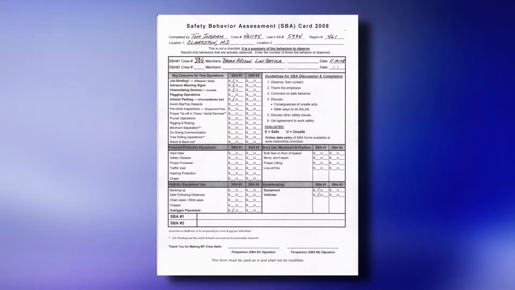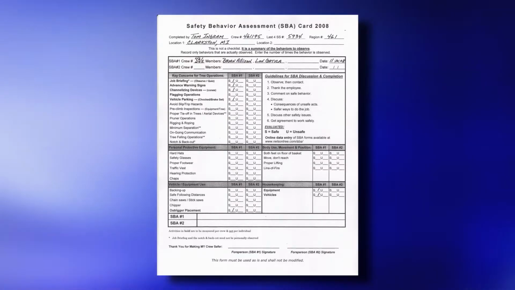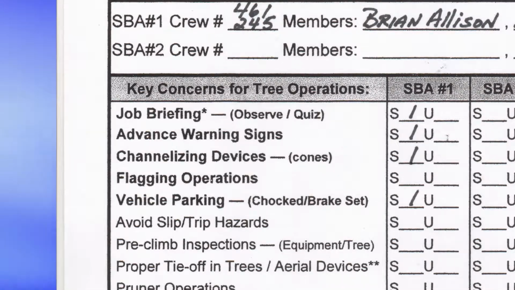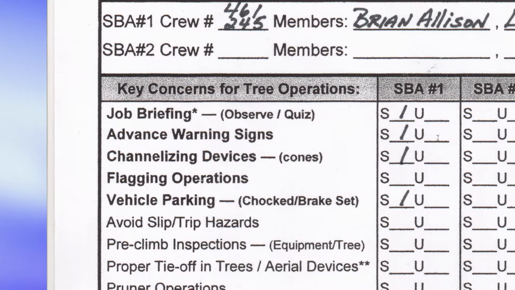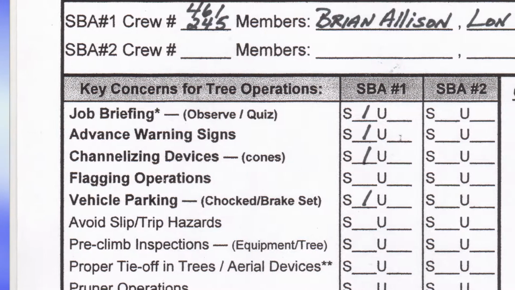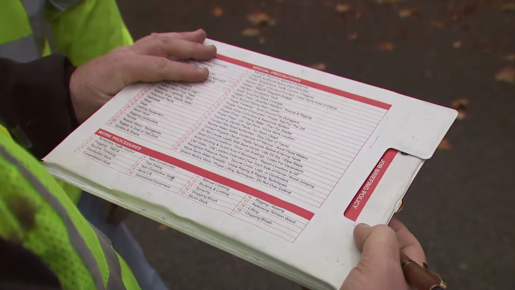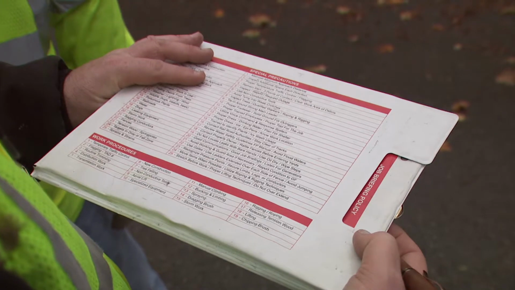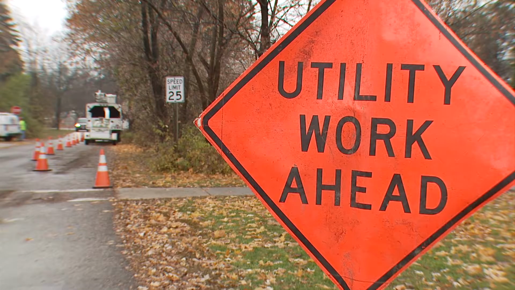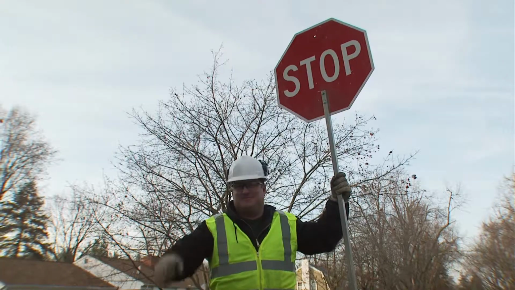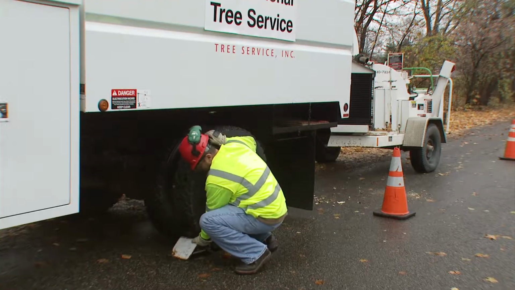Some SBA categories are deemed to be the collective responsibility of the entire crew, and they're indicated in bold type on the SBA form. Observations in these categories are made only once per visit and are recorded by writing a number 1 in either the safe or unsafe column. Examples of collective responsibility items are job briefings, advance warning signs, channelizing devices, generally cones, flagging operations, vehicle parking, and outrigger placement.